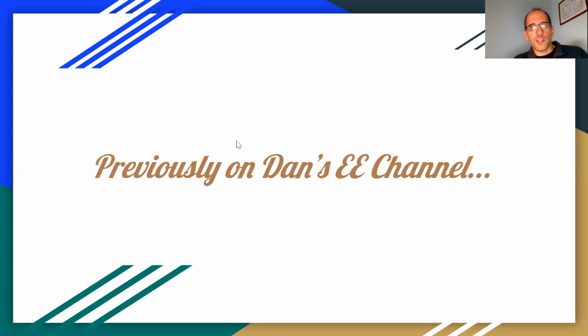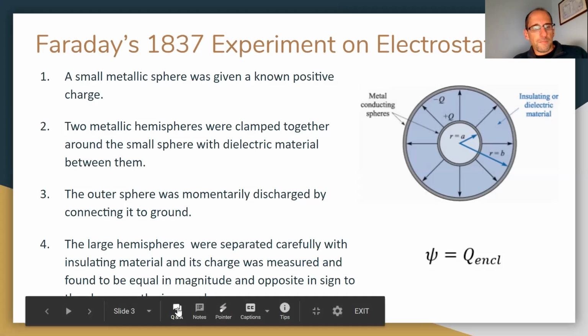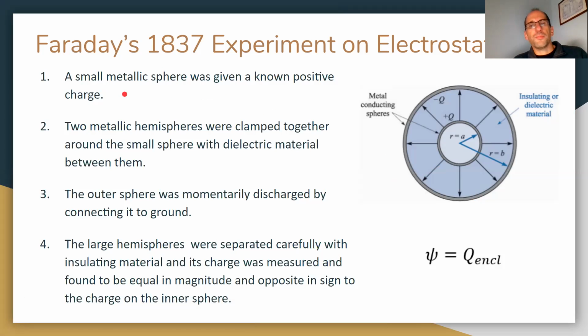So previously on my channel, we have talked about Faraday's 1837 experiment on electrostatics. You recall that in this experiment, there were two concentric spheres, one inner sphere and then an outer sphere, and in between the spheres was this dielectric, and the small sphere was given a known positive charge. The two outer hemispheres were clamped together around the smallest sphere without touching the inner sphere, and you have this dielectric material in between them.